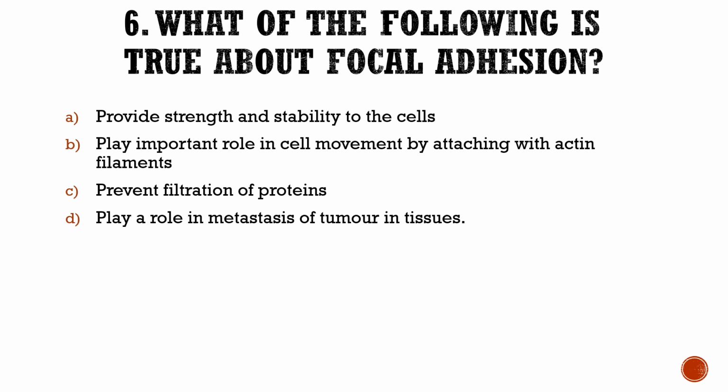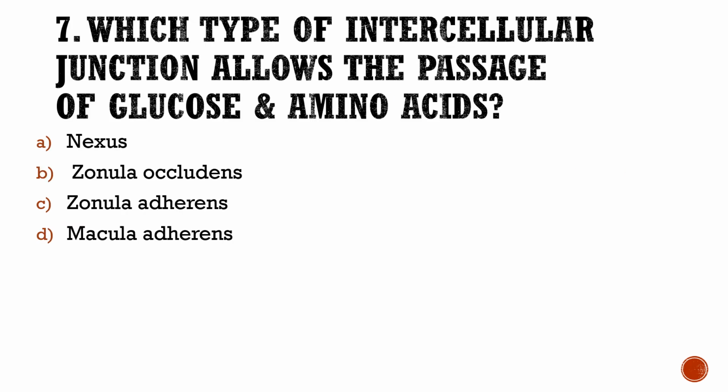What of the following is true about focal adhesion? It provides strength and stability to the cells, plays important role in cell movement by attaching with actin filaments, prevents filtration of proteins, plays a role in metastasis of tumor and tissues. So which is the answer? So they play important role in cell movement by attaching with actin filaments. Focal adhesion, I told you, is a type of actin filament attached molecule which is between the cell and the extracellular matrix. So they mainly help in the cell movement.